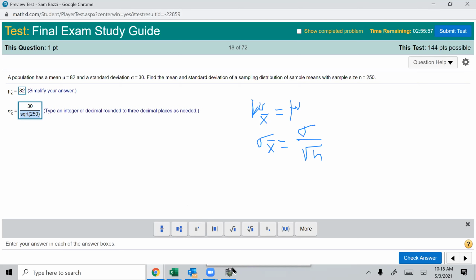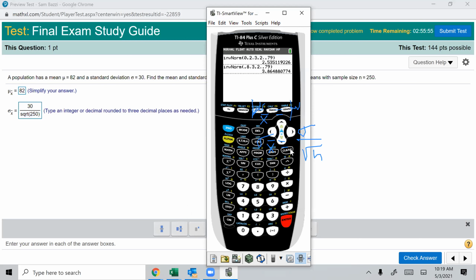And if you bring your calculator and compute this one, it will be 30 divided by, you scroll down, square root 250, that's the sample size, and exit and enter. It's 1 point, how many decimals? He says 3 decimal places, it will be 1.897. That would be your answer.